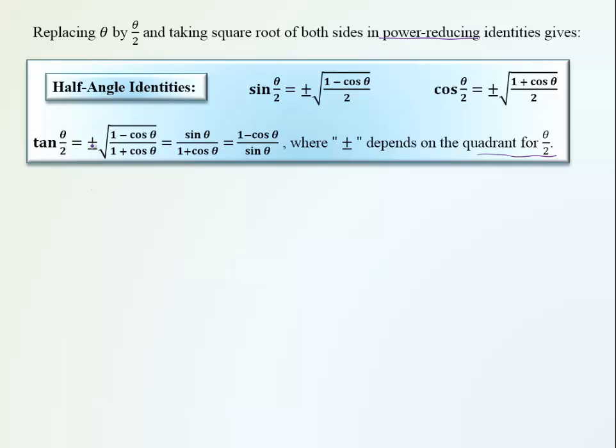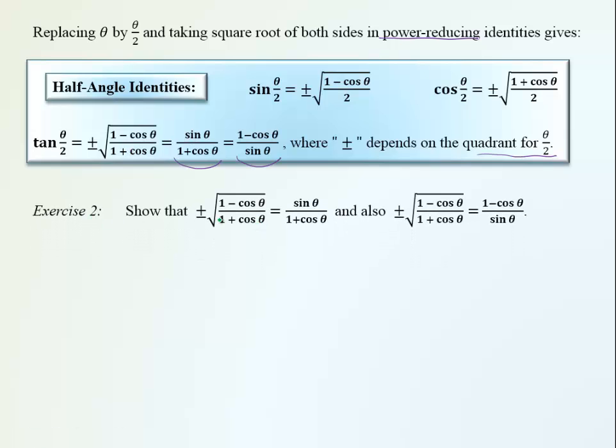Since this formula is kind of big, sometimes it's more convenient to use these two results. So tangent of half angle could be expressed as sine over 1 plus cosine or 1 minus cosine over sine. And we are going to show that these expressions are equivalent. So in this exercise, we are asked to show that these two expressions are exactly the same.